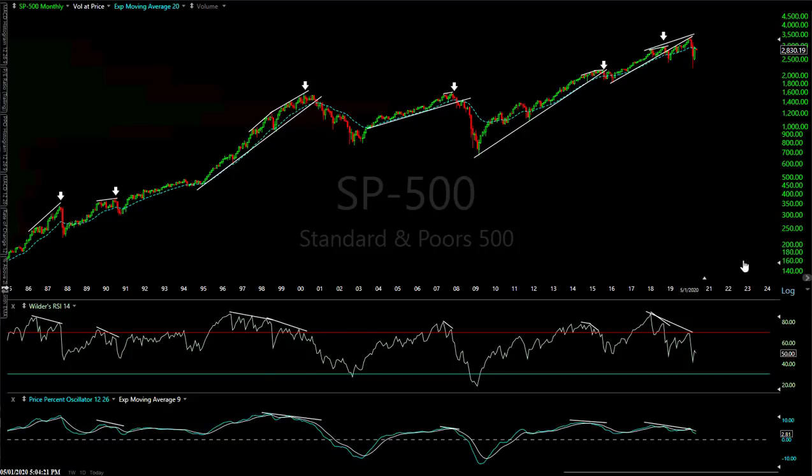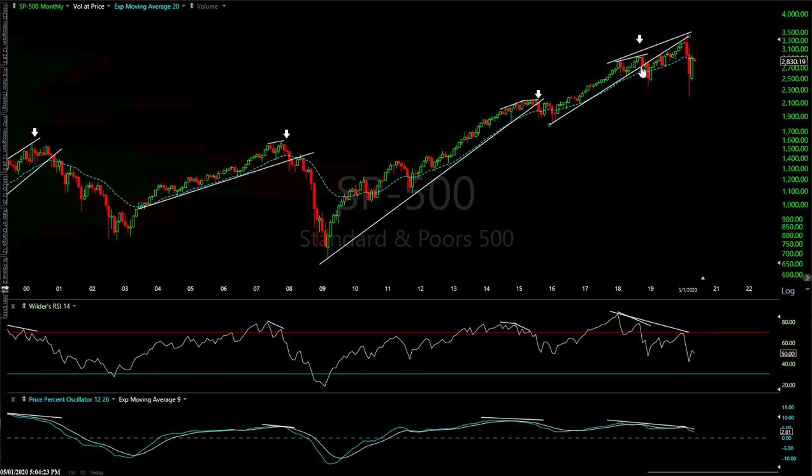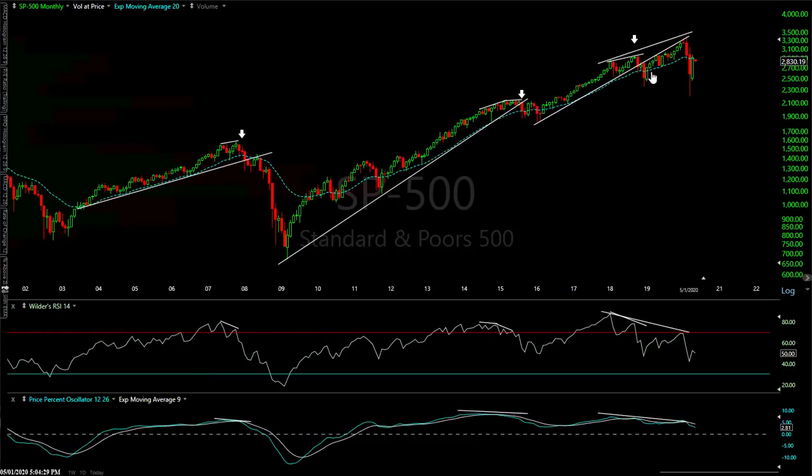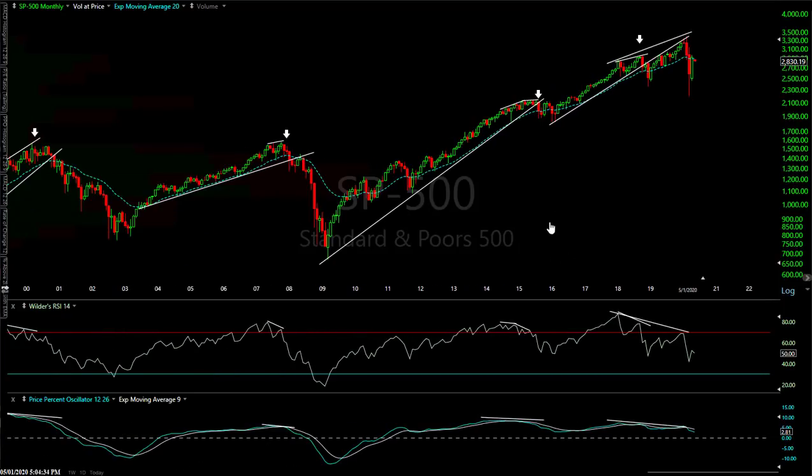So just wanted to point out that that's where we're at. Breakdown, back test, and below the 20-month, big divergent high. Typically, the bigger the divergence, the bigger the ensuing correction, as you can see in a lot of these, but not always. Back in 2007, it was a relatively small divergent high, but that's all it took to give us that 55% bear market.